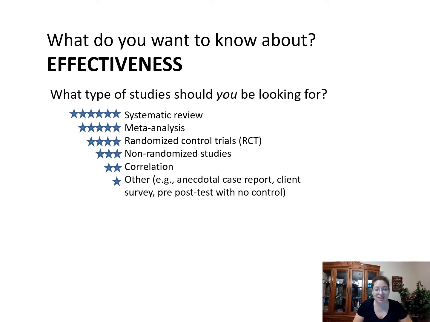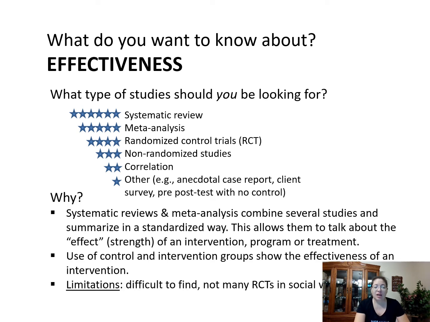Now, with effectiveness studies, the gold standard are things like systematic review and meta-analysis, followed by randomized control trials, the non-randomized, aka quasi-experimental studies, then correlational, and lastly anything else. So the systematic reviews and meta-analysis take into account several studies, but the meta-analysis goes a step further and actually considers the strength of an intervention, how big an effect it is actually having. So it quantifies the difference it makes according to a wide range of studies.